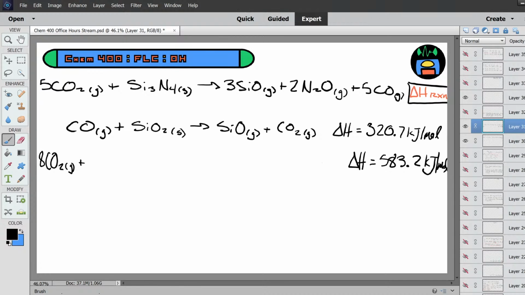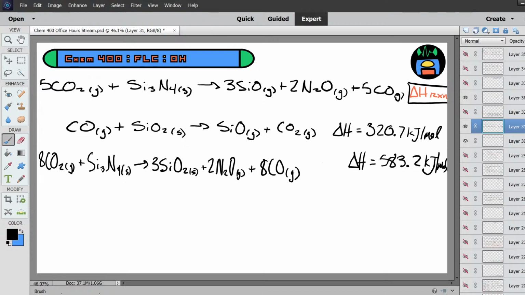CO2 plus Si3N4 solid, plus, oh no, producing SiO2 solid, N2O gas, plus 8 CO.